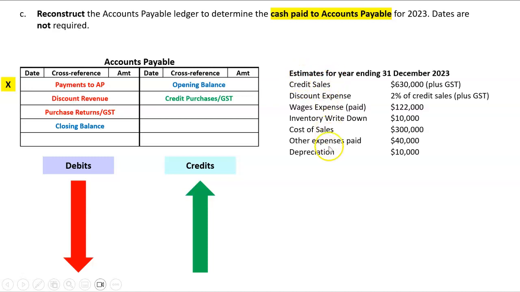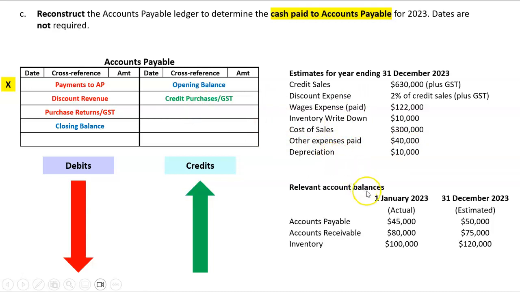It's not. If you go through all this info here, none of this goes in accounts payable. So if we had credit sales, that's not this. This is credit purchases, so it's not that. Discount expenses, well, I'm looking for discount revenue, so it's not that. Wages have nothing to do with this. Inventory write-down doesn't go in here. Cost of sales doesn't go in here. Other expenses paid don't go in there, and neither does depreciation. So it almost looks like something's missing.